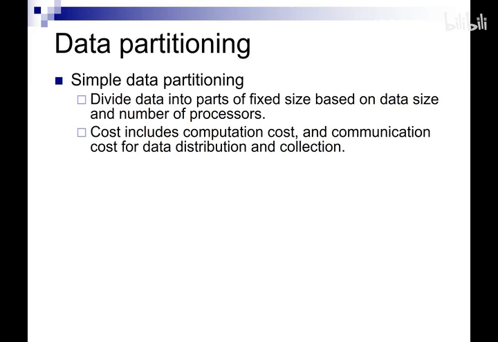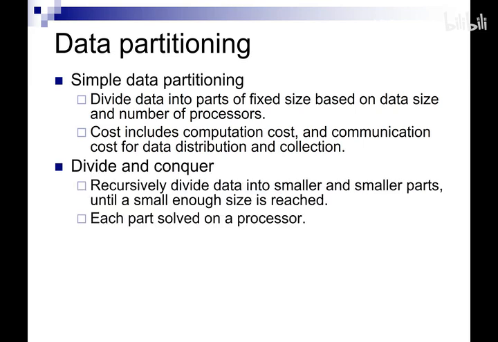So the overall time is going to have three parts. Initially the data is all sitting on one process, so you need to communicate that data to the other processes. That's part of your cost to do the distribution. Then you do the computation, and at the end you collect back these individual values from all the different processes, so there's another communication part. That's for the simple data partitioning, where you chop the data into fixed size parts.